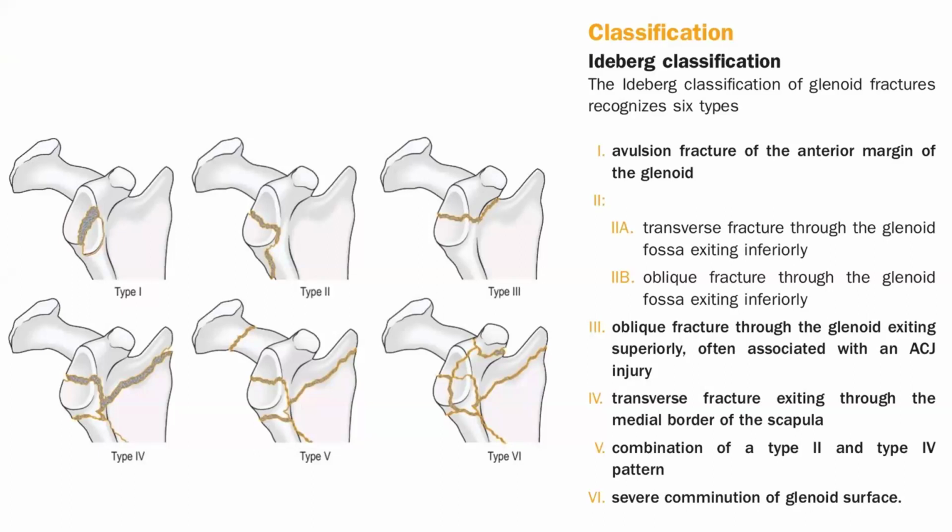Then type 3, it is an oblique fracture exiting superiorly. This type is often associated with acromioclavicular joint injury. Type 4 is a transverse fracture exiting through the medial border of the scapula. Type 5 is a combination of type 2 plus type 4. And type 6 is a severely comminuted fracture of the glenoid surface.